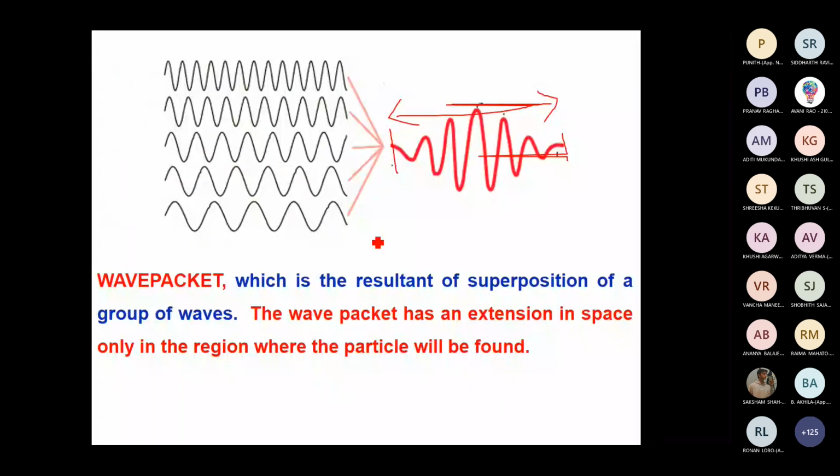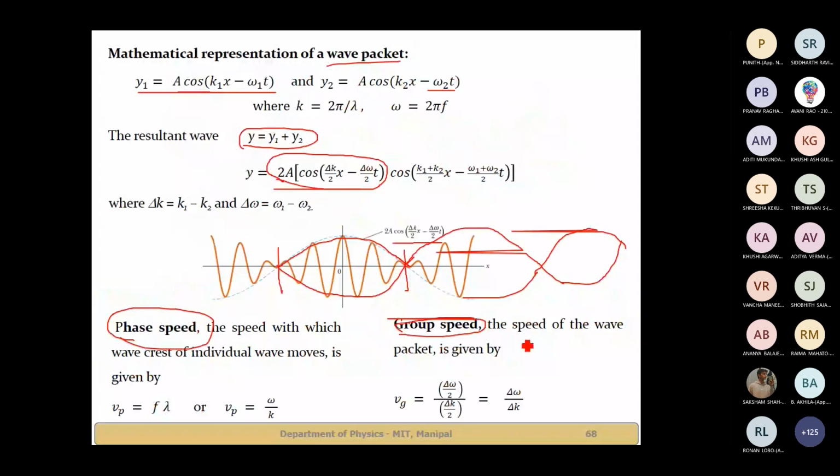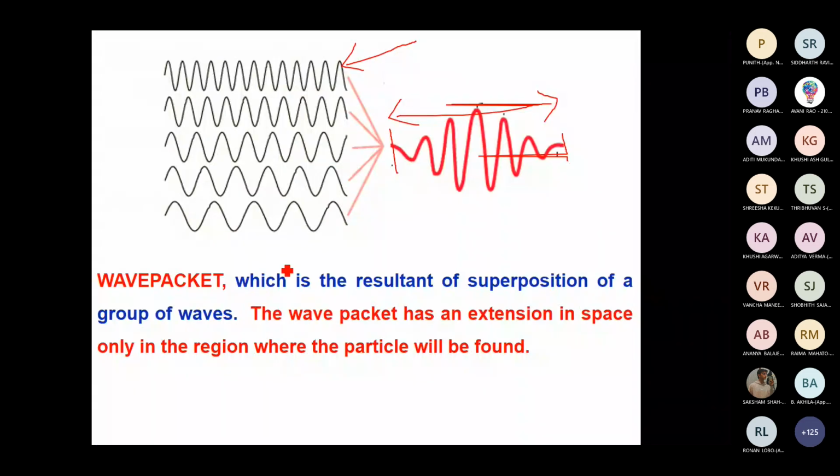Okay, so the speed at which the individual waves are moving is called the phase speed, and the speed at which the entire wave packet is moving is known as the group speed. Please note, phase speed and group speed are not the same. They are different. The phase speed is the speed at which the individual waves in a wave packet are moving, and the group speed is nothing but the speed at which the wave packet is propagating.